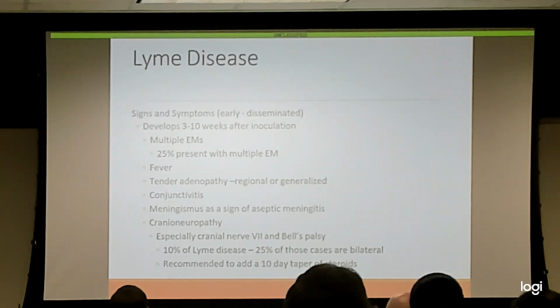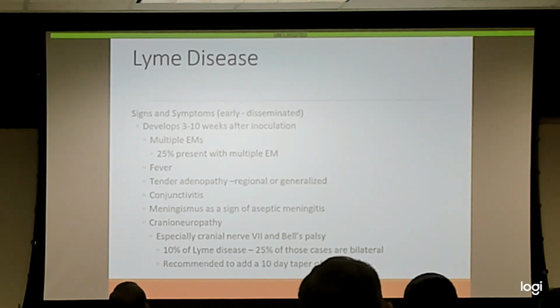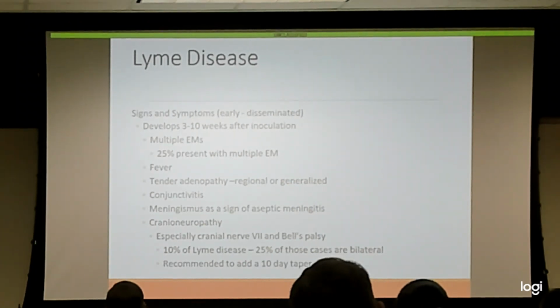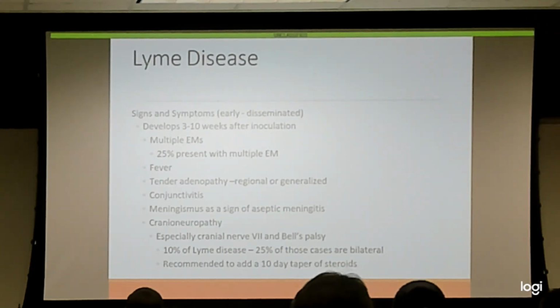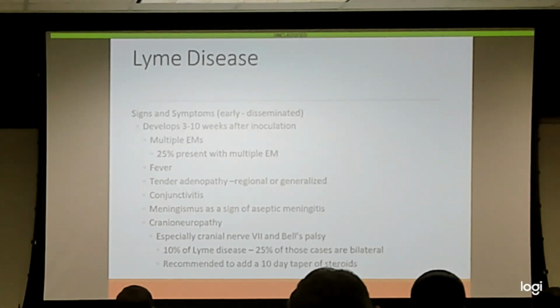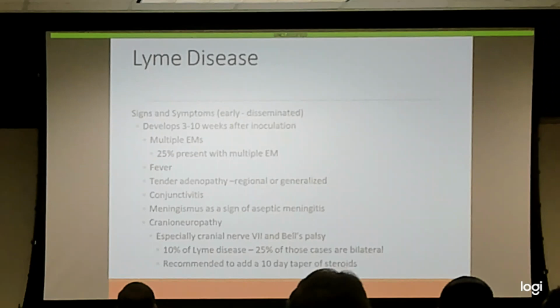All right, so you need to know this slide. Extremely important with this slide is that it can cause cranial neuropathy, especially cranial nerve 7. You guys remember what cranial nerve 7 is? It's the one on the face. It's got 3 branches. It goes across your face just like this. It stops right in the middle.